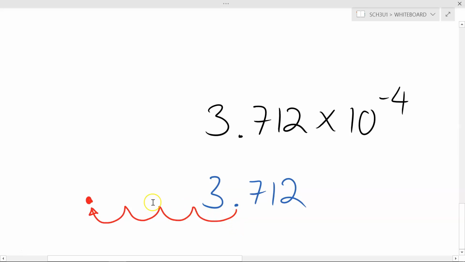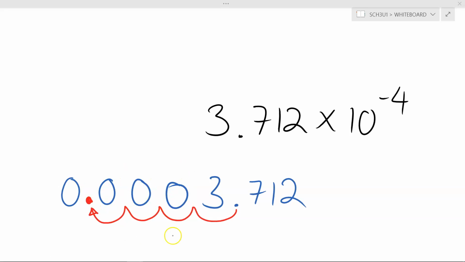So after making the jump 4 times, I can now fill in the empty spaces with zeros. So 0, 0, 0, 0. Let's remove my rough work and clean it up. And there's my value, 0.0003712, or in a more condensed fashion, 3.712 times 10 to the power negative 4.